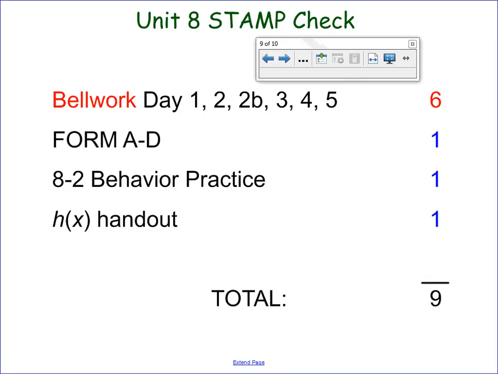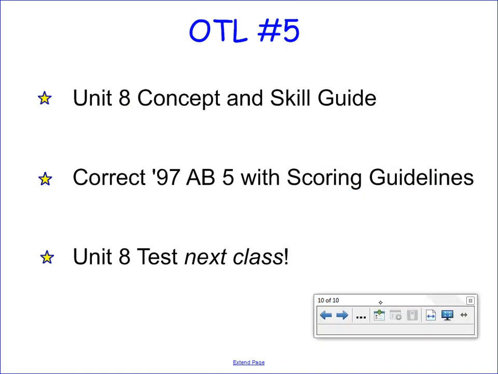Your very first day, Form A through D, you had one of those forms for a single stamp. Our A2 behavior practice was our sketching with calculus, single-sided, 1 stamp. And then just our h of x handout that you just had an opportunity to get from last time, 1 stamp. So 3 blue activity stamps, 6 possible Bellwork red marks, for a total of 9 for your Unit 8 stamp check. In just a minute, I'm going to give you an opportunity to count those all up and get a single total, and I'll come around and individually conference with each of you to get that total for Infinite Campus.